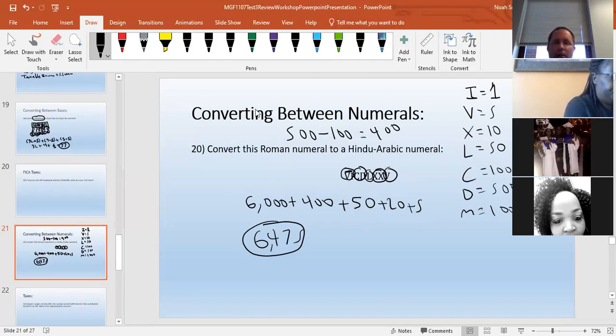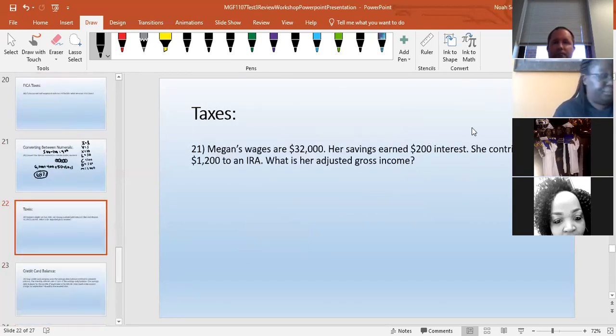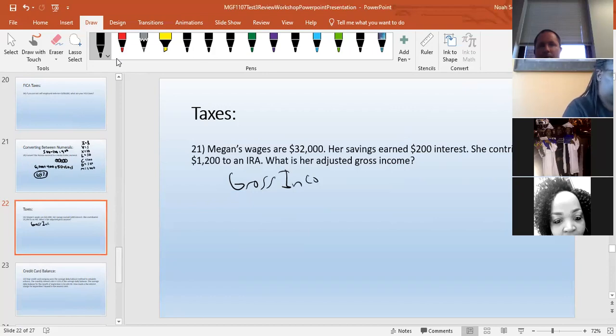Okay. The next problem looks like it's a tax problem. Now this is not going all the way through. This is calculating Megan's adjusted gross income only, not even getting to taxable income. So you got to know what the adjusted gross income is. You've got to find the gross income first. The gross income is the wages plus any interest earned.